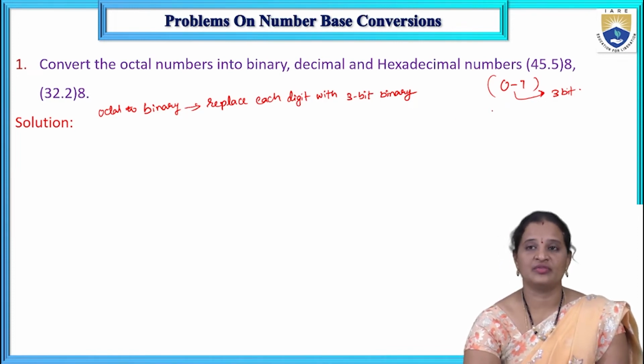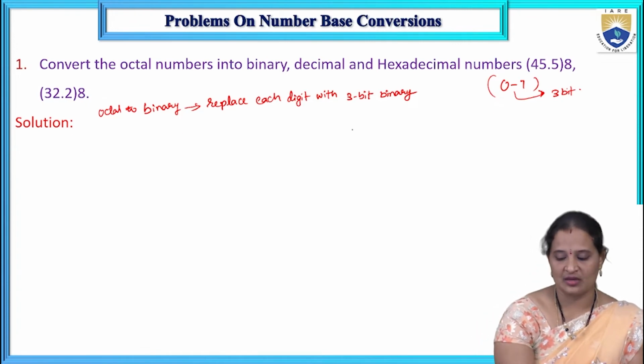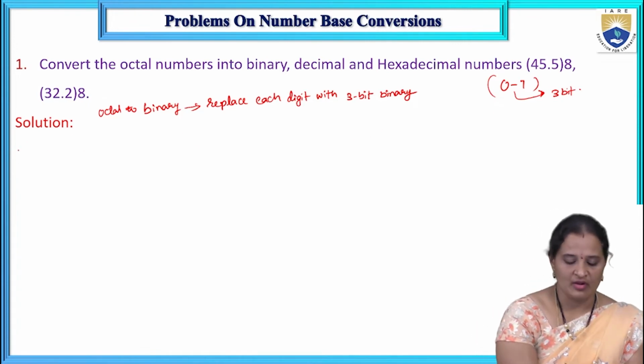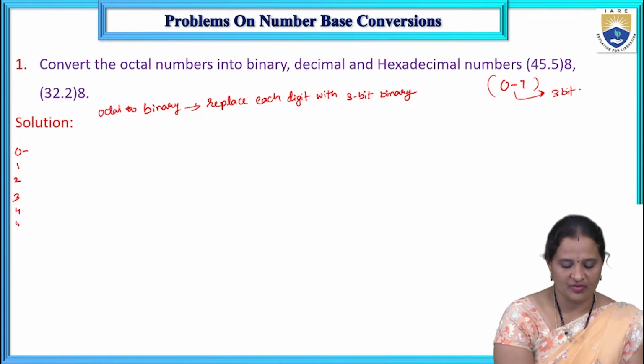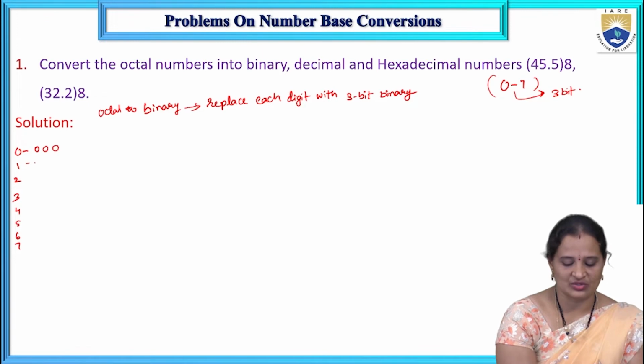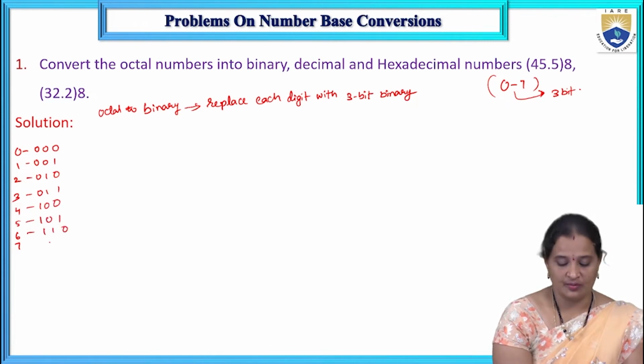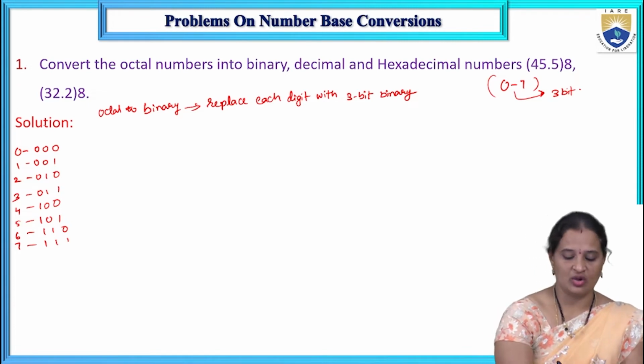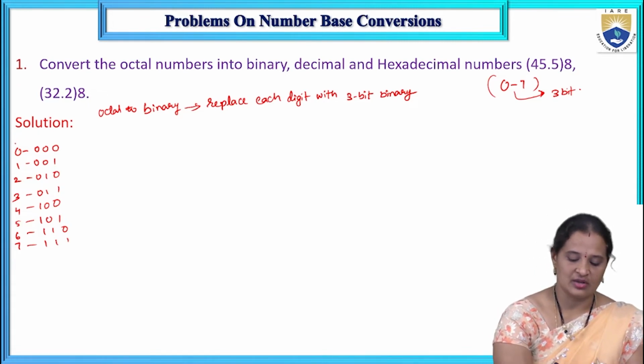Let us write the 3-bit binary equivalents of 0, 1, 2, 3, 4, 5, 6, 7. So 0 is 000, 1 is 001, 2 is 010, 3 is 011, 4 is 100, 5 is 101, 6 is 110, and the last one, 7, is 111. These are the octal digits, and these are the binary equivalents for the octal digits.